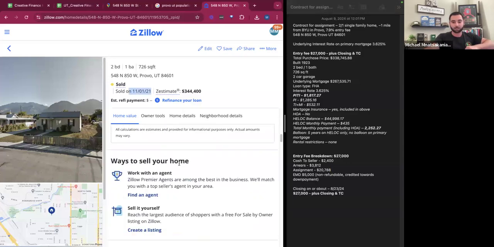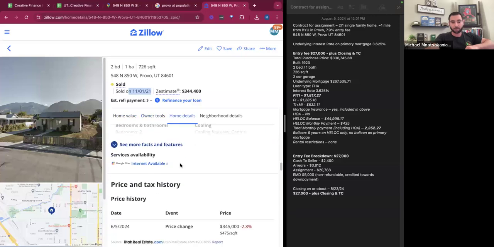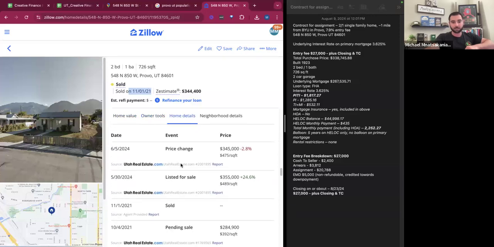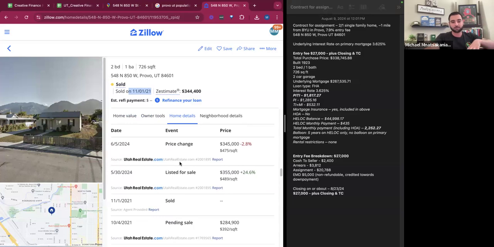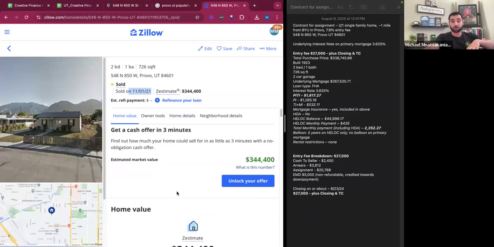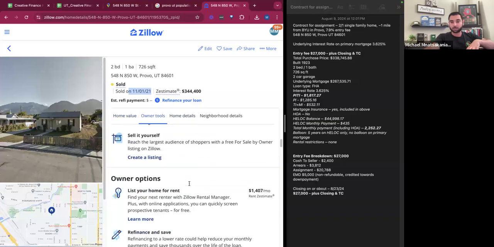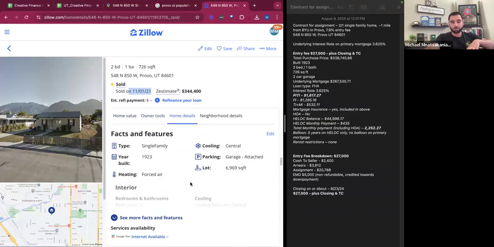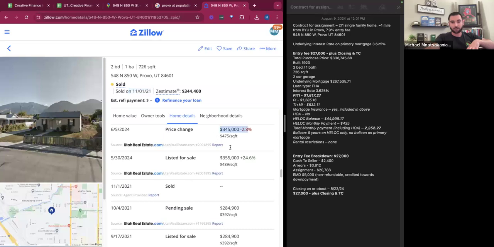Let's see if they tried to sell it traditionally first. They probably did and it failed. Yeah, exactly. After a while, you can figure this stuff out pretty easily. Oh, so it is listed for sale traditionally, just weird because it doesn't show it here. So it's listed for sale at 345, listed at 355.